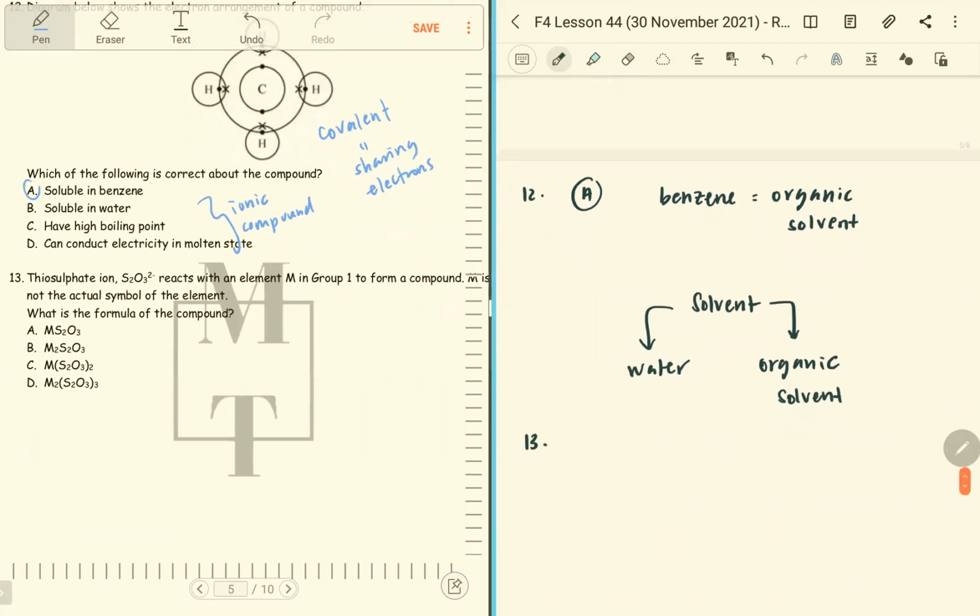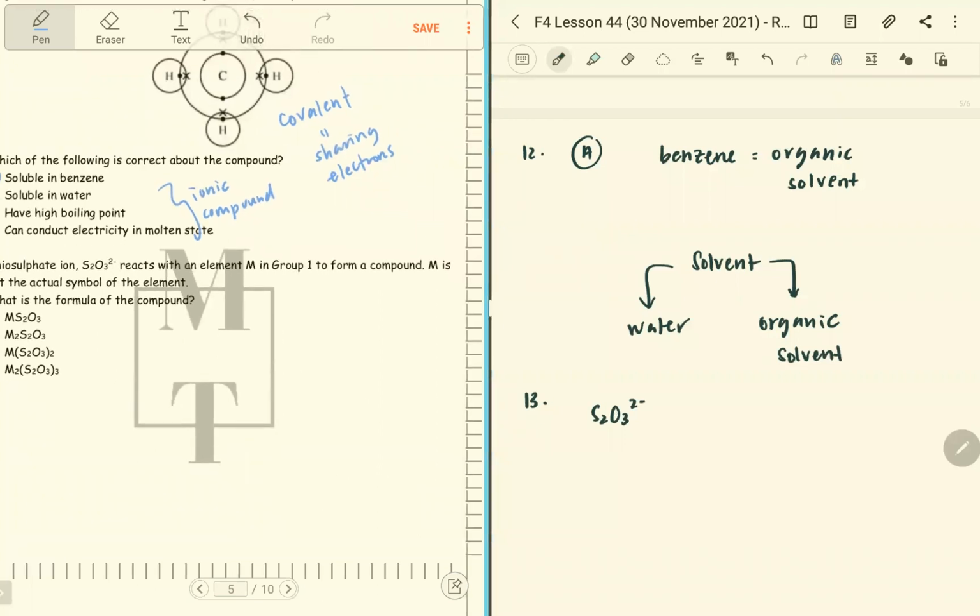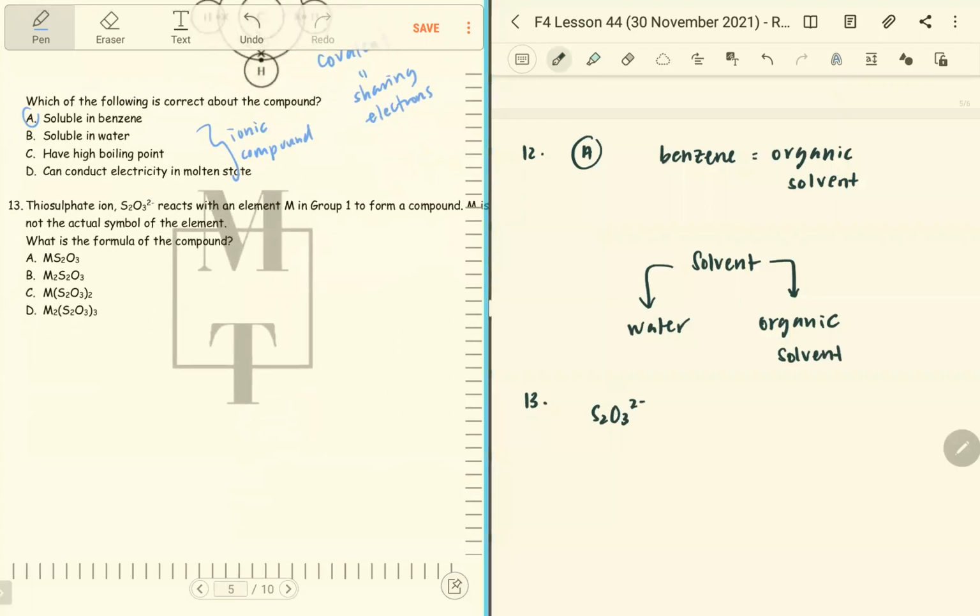Question number 13. Thiosulfate ion reacts with element M in group 1 to form a compound. M is not the actual symbol of the element, doesn't matter. What is the formula of the compound? We are looking at two ions that will react together and form a compound. They form charges, so we are talking about an ionic compound, and we have taught you how to predict your formula for your ionic compound.